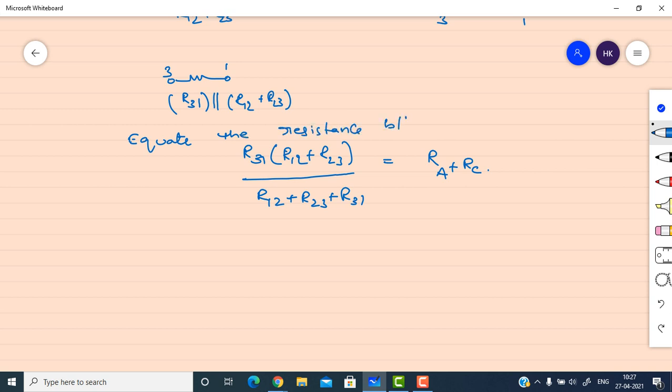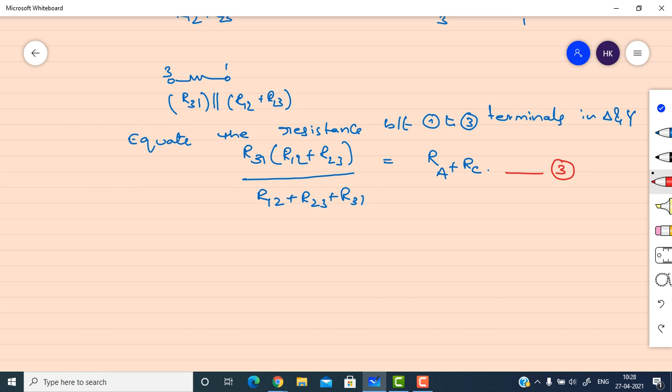Equate the resistance between the 1 and 3 terminals in delta and star. So now let us assume this is the third equation. Now we have 3 equations. But what is our aim? We need the equation for RA in terms of these delta values, R12, R23 and R31, and in the same way for RB. But here RA plus RC is the equation. We need only RA, only RB and only RC.